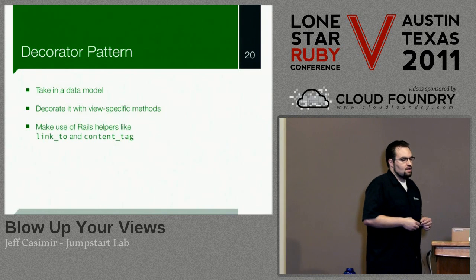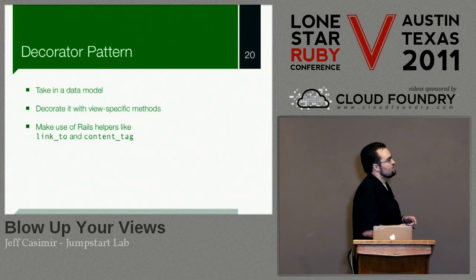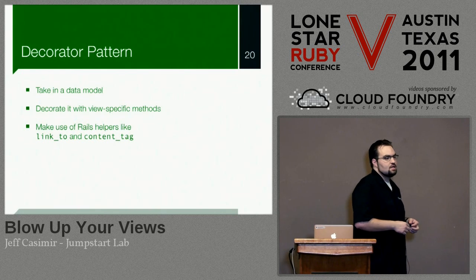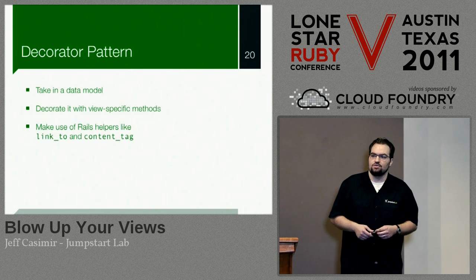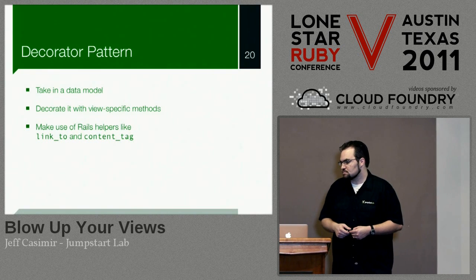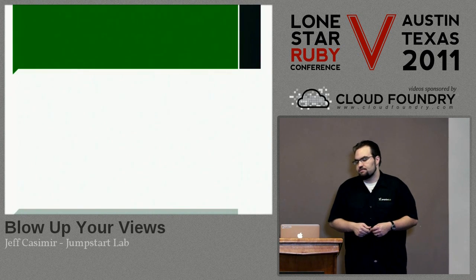Okay. And then I would probably want to make use of Rails helpers, like link_to, content_tag, pluralize, all those kinds of things that you tend to do in both helpers and view templates. But I want to do it in a view object.